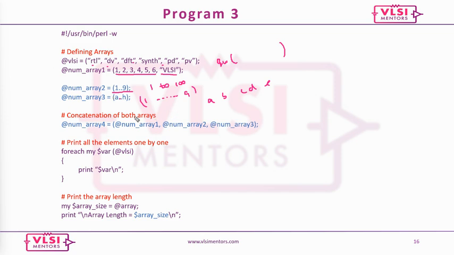Okay, and let's say now you want to concat both the arrays. So you wanted to concat multiple arrays, where, say, array 1, array 2 and array 3, all these would be concatenated, and then it would be stored in this particular variable.